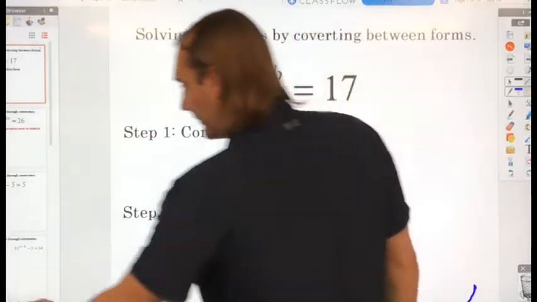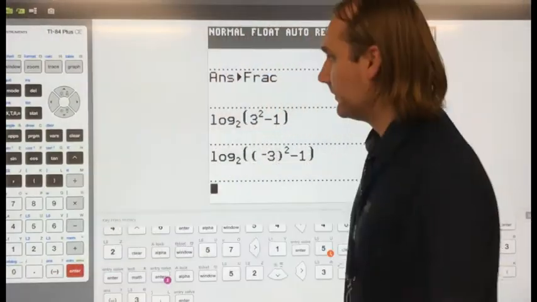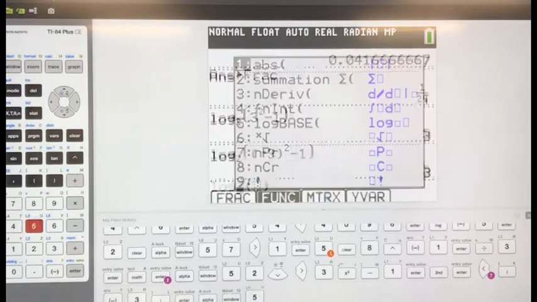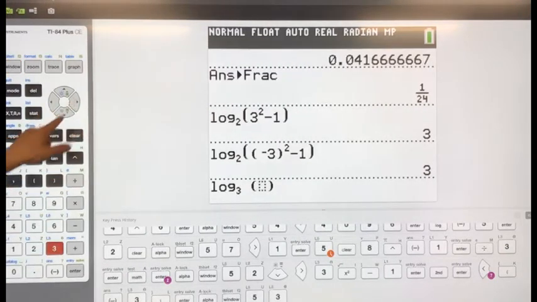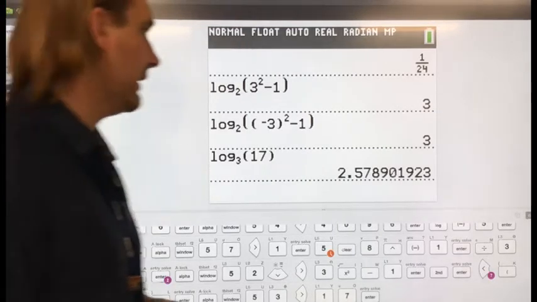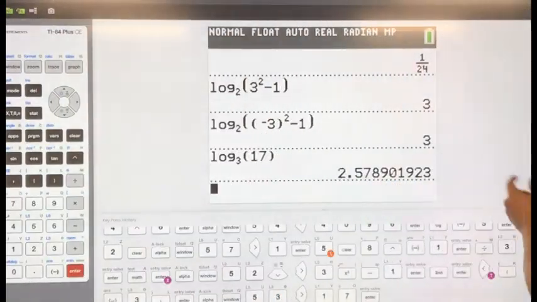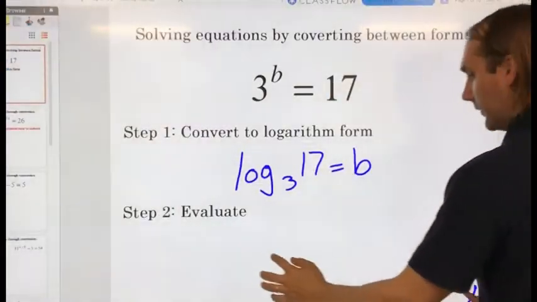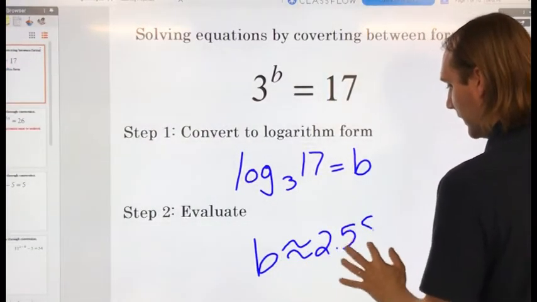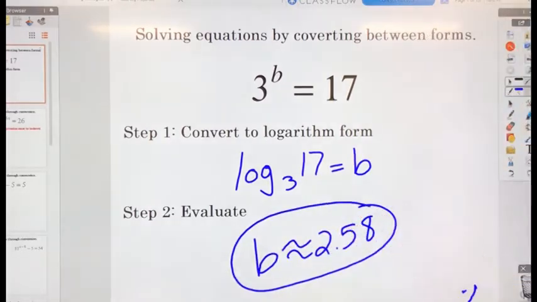To do that, I'm going to put it in the calculator. So log base, alpha window, 5, log base 3 of 17 equals roughly 2.5789, and so on. So 2.58. So b is about 2.58. If you wanted to keep it in exact form, you would keep it as log base 3 of 17.